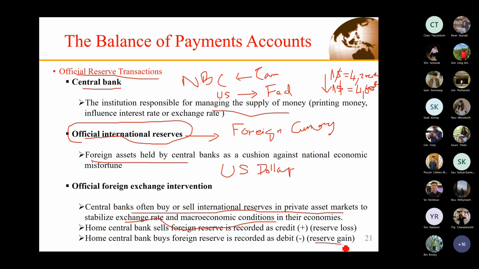This is quite similar to when we make payment. Remember last time we talked about when you make payment, the money is being owned by the foreigner. When you buy something, your money will be owned by the foreigner. However, when you sell something, you will own the foreign asset, so we record it as a credit.